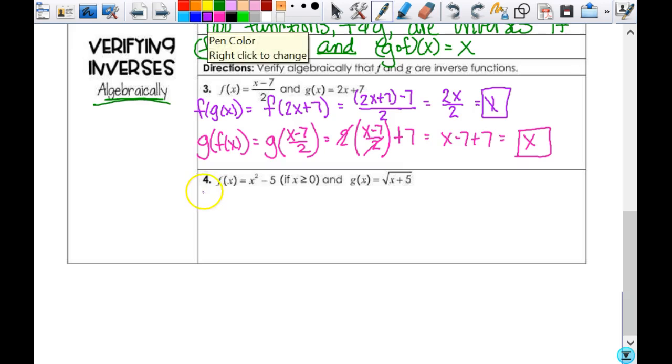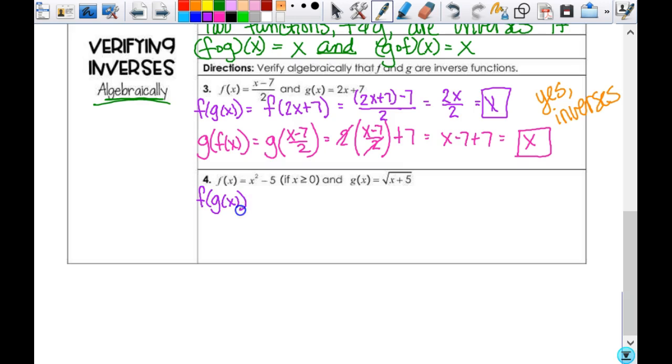But I'm going to start with f. Oh, and I need to answer the question, which I didn't. We need to say that these are yes inverses because we've just showed that. And I know that it wasn't a question like, are they inverses? However, I could ask you, are these two functions inverses? And if you can show me that f of g of x and g of f of x both give you x, the answer is yes. If you get something else weird, then the answer is no, they're not inverses.